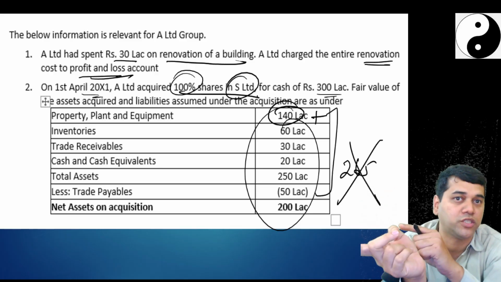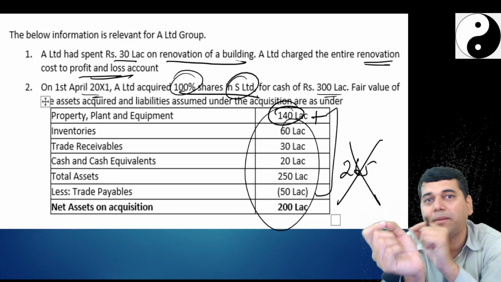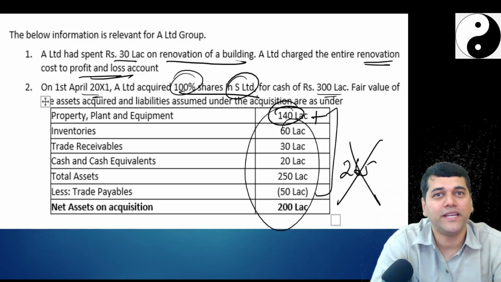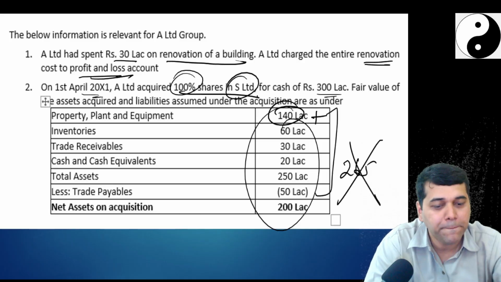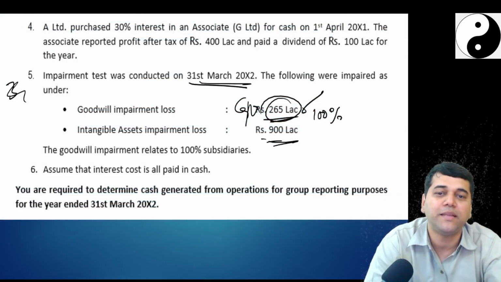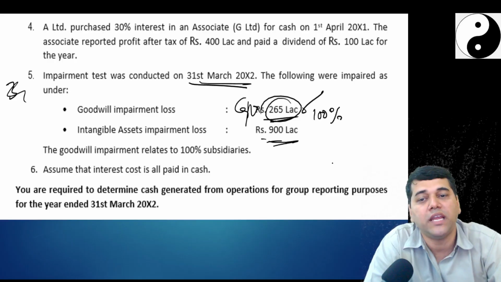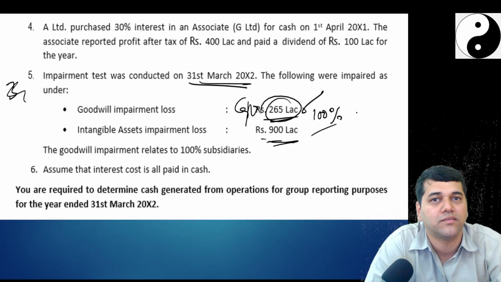In the previous two questions, you found one balance of goodwill in the balance sheet. This time you don't find any goodwill. Why? Because you impaired, and you charge that impairment loss first to the goodwill as per Ind AS 36. And the balance you allocated to the intangible assets.